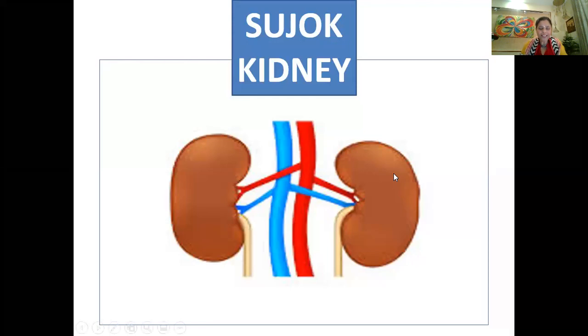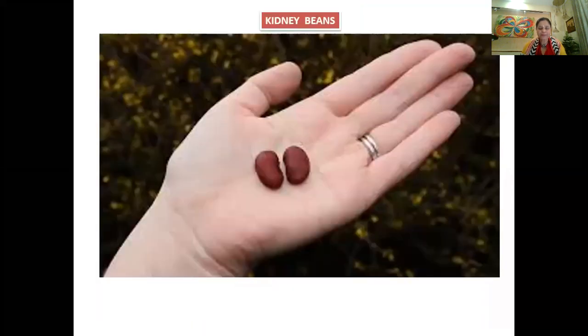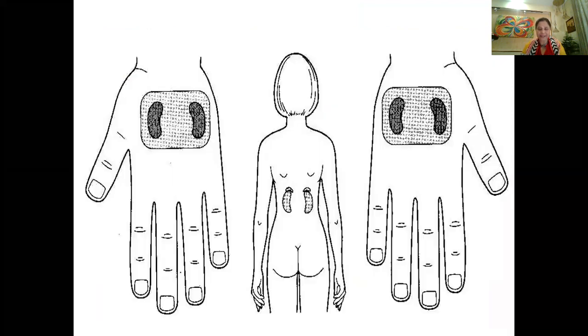So in our body, kidneys look like this. I'm showing you this picture so that you can understand why we are using kidney beans on the points of kidney. You can see great similarity. These kidney beans resemble our kidneys. Because of this similarity, energy exchange is very good. That is why we are using kidney beans on the points of kidney.